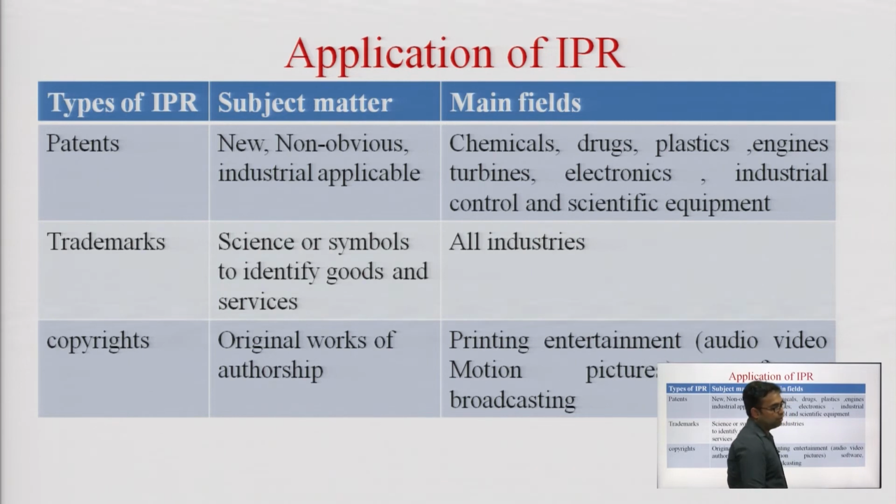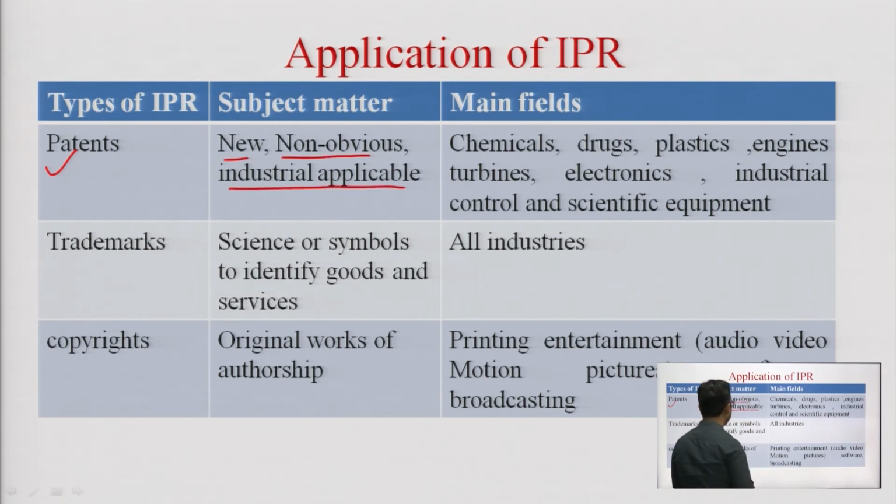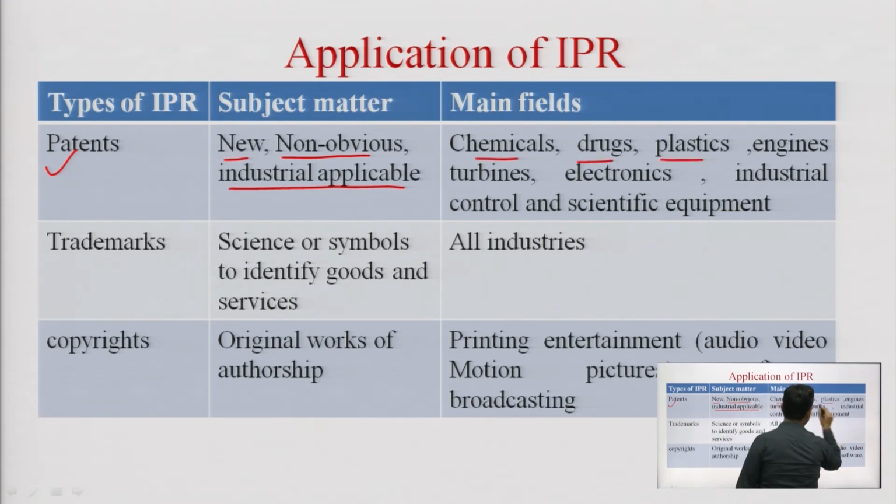So, application of IPR. When we understand what intellectual property rights mean, what is its application? Types of IPR we have seen. Patents is one type of IPR, okay. What is the subject? It should be new, non-obvious, with industrial application. It should be novel, non-obvious, and have an industrial application. So, patents are applicable to chemicals, drugs, plastics, engine turbines, electronics, industrial control and scientific equipments. So, if we want to work in this area, then we will get an IPR. The name is patent, okay.